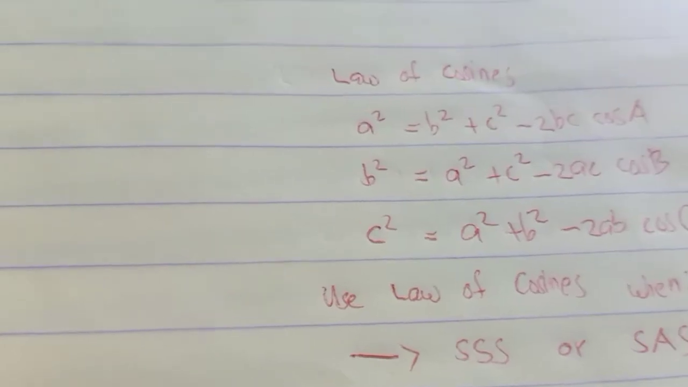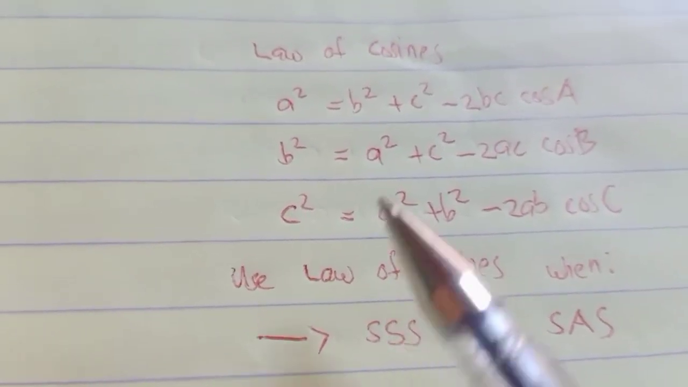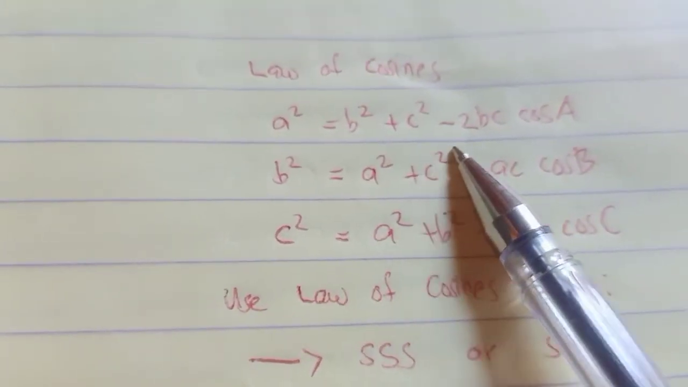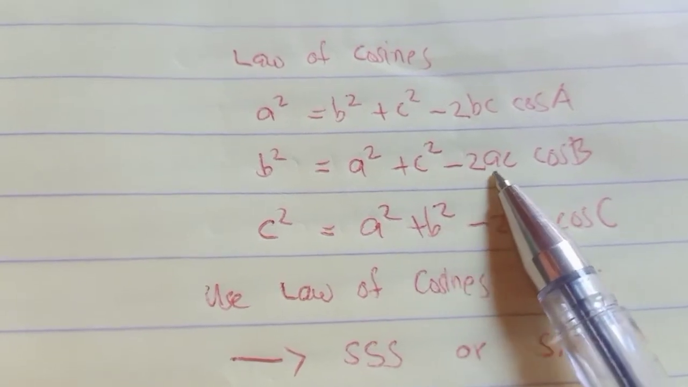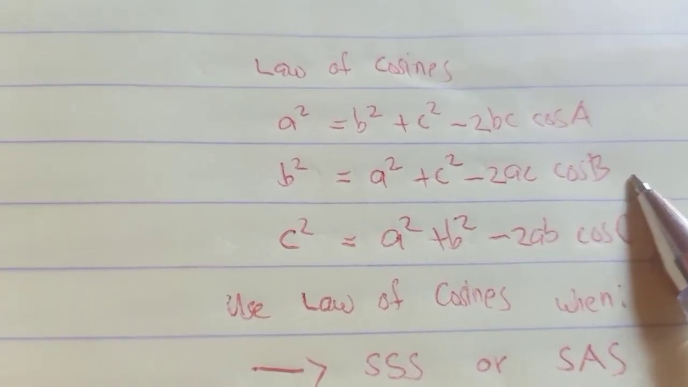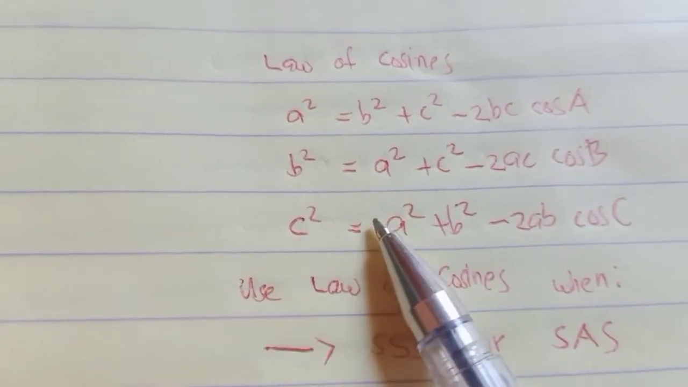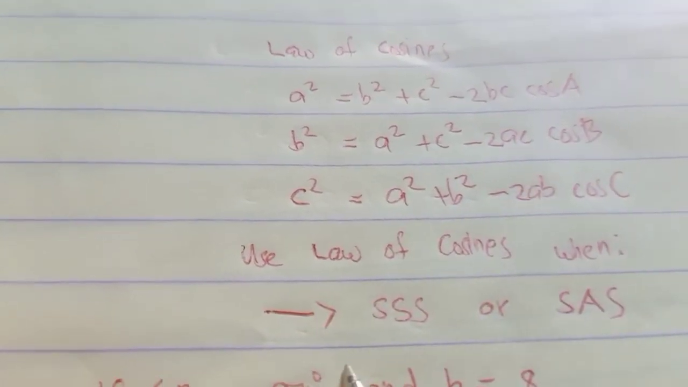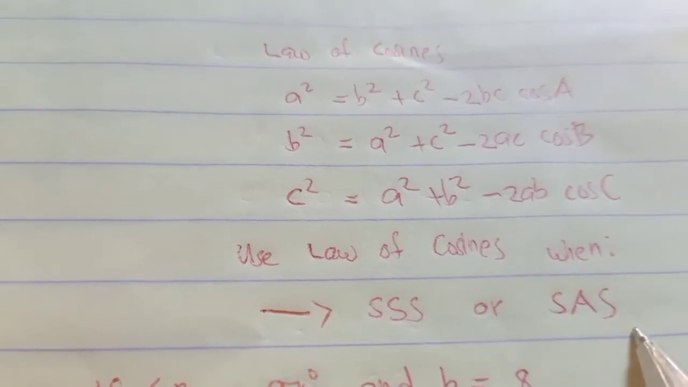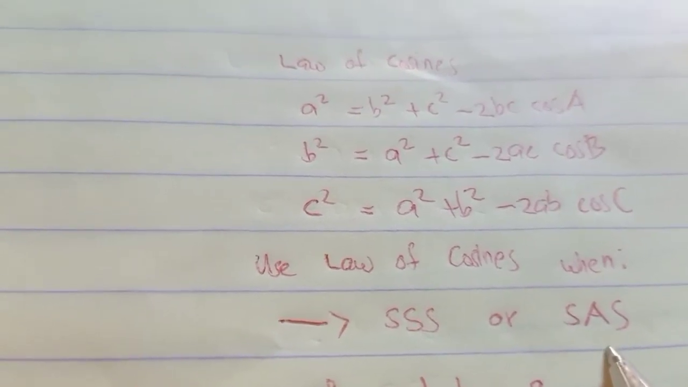It states that a squared is equal to b squared plus c squared minus 2bc cosine A, or b squared is equal to a squared plus c squared minus 2ac cosine B, or c squared is equal to a squared plus b squared minus 2ab cosine C. We use the law of cosines when we are given three sides, or two sides and the angle in the middle. So let's go to the first question.